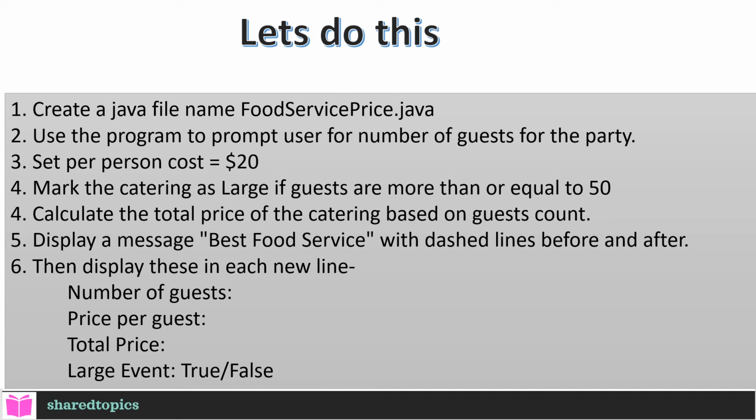And then 4b is we need to calculate the total price of the catering based on guest count. So how can we get the total price? We are already asking the user for the number of guests, and we know the constant value of price per person is 20. So we multiply that 20 with the number of guests, and we get the total price of the catering service. That is simple mathematics here. And then the fifth one is display a message, just best food service with a dash line. That is a simple print statement. And then the sixth point is displaying everything: number of guests, what is the value, price per guest, what's the value, total price, is large event, true or false. So that's how your display should be.